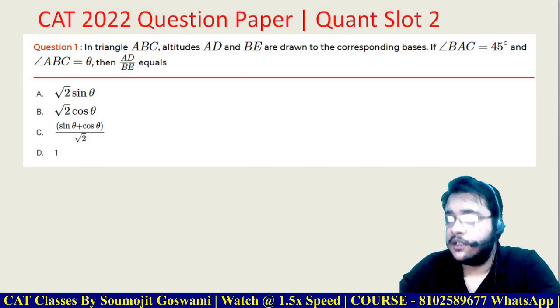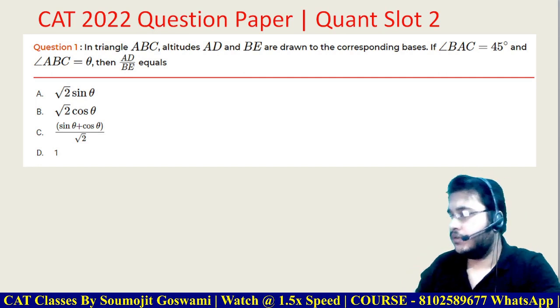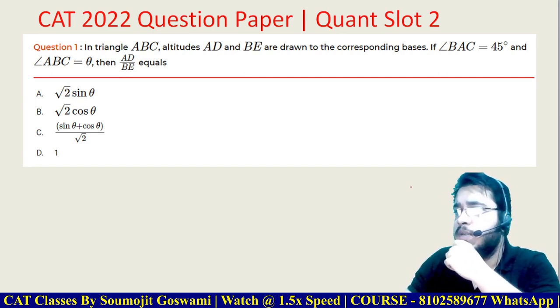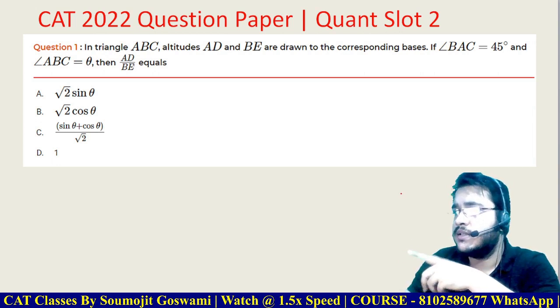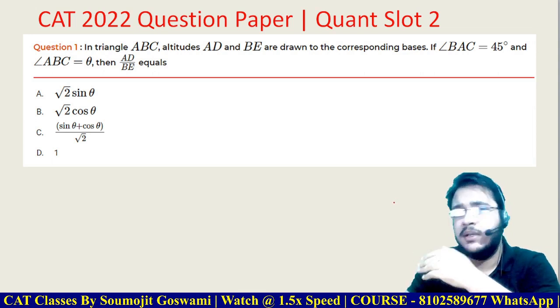Okay, a fantastic question, an easy one. Let's look into this one. CAT 22 slot 2. In a triangle ABC, the altitudes AD and BE are drawn to the corresponding bases. If angle BAC is 45 degrees and angle ABC is theta, then AD by BE equals.